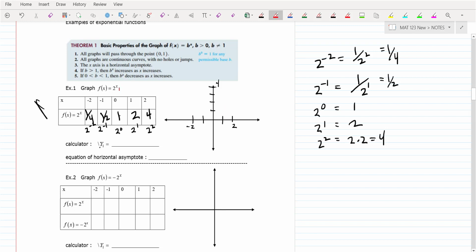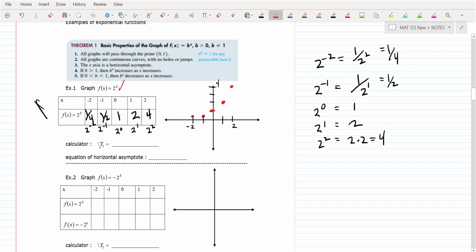All right, so let's put these points on here. You have a point (0, 1), which goes there. You have a point (1, 2), which is over 1, up 2. You have a point (2, 4), which is over 2, up 4. And then you have a point (-1, 1/2). You just estimate where a half is. You've got a point (-2, 1/4). Again, you estimate like that.